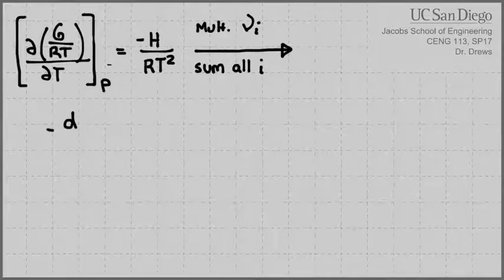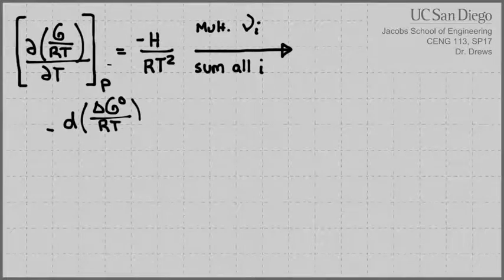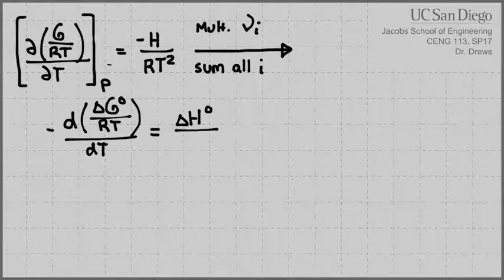Minus the total derivative of delta G, circle. Yes, I introduced a circle there. Don't be afraid of a circle. Divided by dT is going to be delta H circle over RT squared. Those deltas, remember I said there's only one kind of delta that we use in this class, which is the difference between products and reactants. So when you see delta H to the circle, or really just delta H, that's the enthalpy of reaction. So when we have delta H, I'm going to keep leaving the circle. I'll get to the circle in a moment.